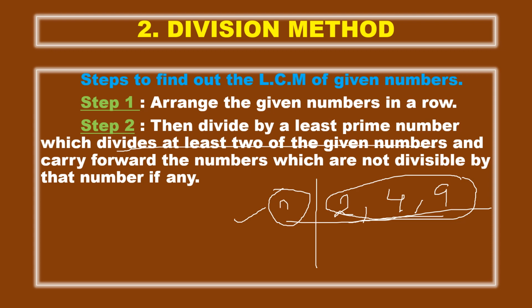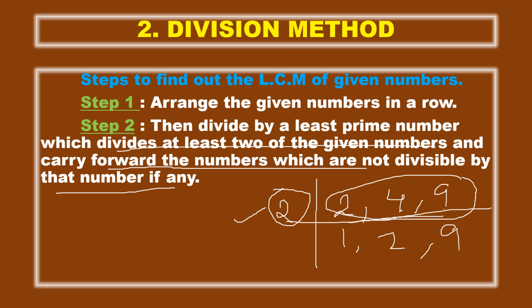I can take 2 table here, right? 2 is the least prime number. You need to take the prime numbers. Okay, so 2 ones, 2 twos, and the next step is carry forward the numbers which are not divisible by that number, if any. Here 9 is not divisible, so I can take 9 as it is.